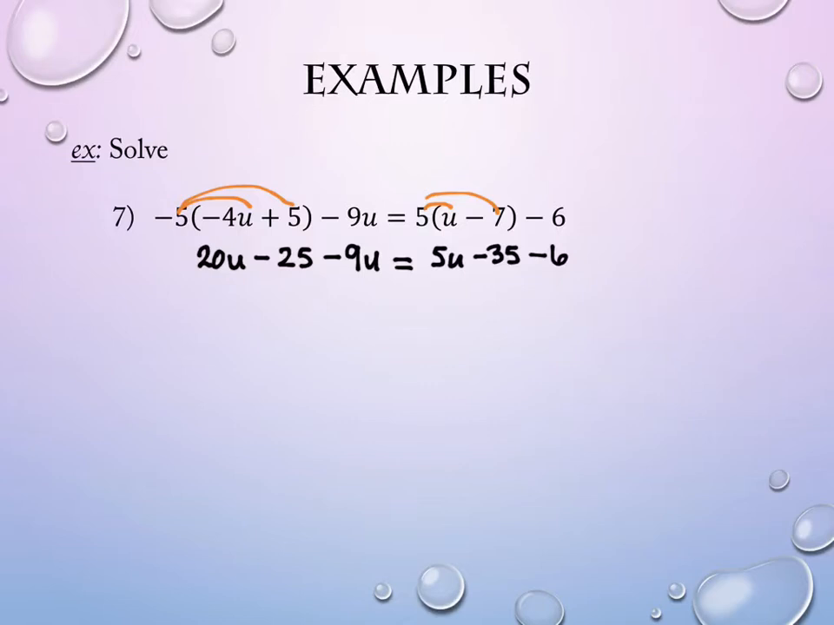Okay, so consolidating, cleaning up within the individual side that it's already on would be our next step. So on the left-hand side, what two pieces can be combined? Yeah, the 20u and the negative 9u. So what does that give me? 11u, right? Minus 25. On the right-hand side, what pieces can be combined? Yep, the 35, the 6, they're both negative. So what's negative 35 minus 6? Right, negative 41.